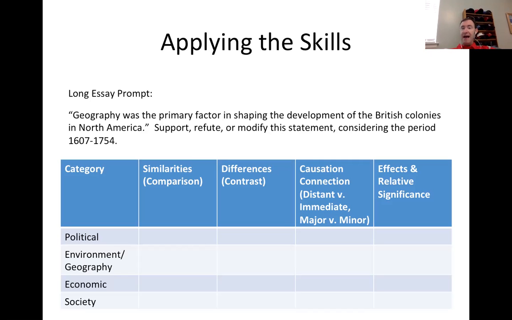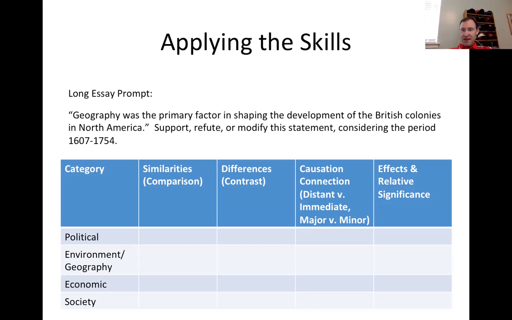Did you have a chance to do that? You can do a lot with this essay. No question. Is geography influential? Yeah. Is it the primary factor? That's what you have to make a decision about.